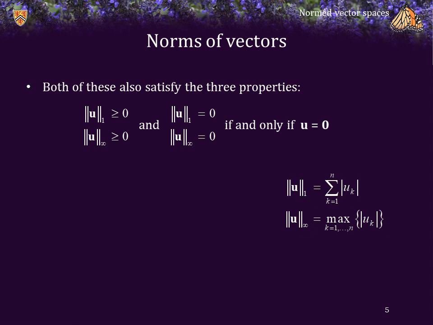If any one entry of the vector was not 0, then the absolute value would be some value greater than 0. So therefore, the 1 norm would be greater than the absolute value of that one entry, and the maximum of all the entries would again be greater than or equal to that one non-zero entry. So therefore, the only way that the 1 norm or the infinity norm can be 0 is if all the entries are 0.